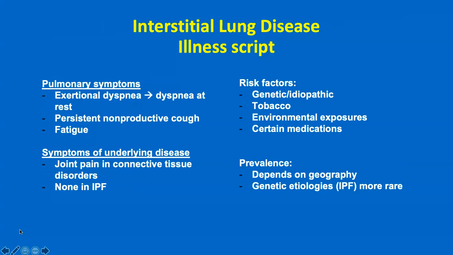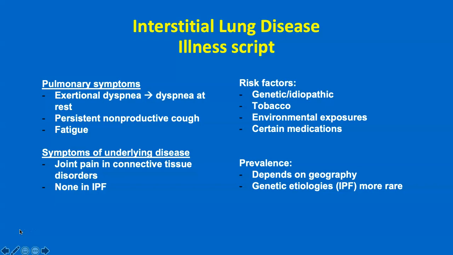Next is interstitial lung diseases. These can be progressive, so you can go from exertional dyspnea to also having dyspnea at rest. Patients with interstitial lung disease will often complain of a persistent non-productive cough and fatigue. Depending on the etiology, there might be some kind of underlying disease. So if there's a connective tissue disorder, in your review of systems, you might find out the patient also has joint pains, which helps you figure out what is going on. But there are other causes of interstitial lung disease, like idiopathic pulmonary fibrosis, where there aren't any other systemic symptoms that you're going to find.